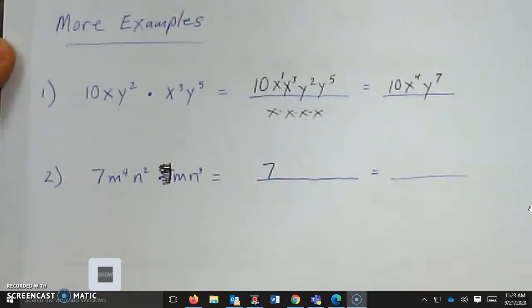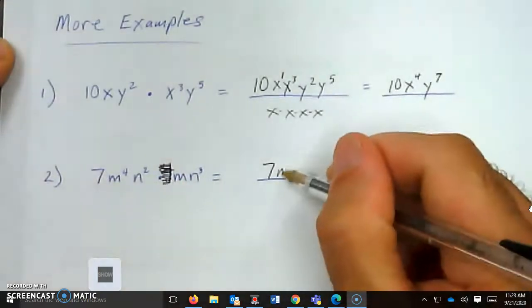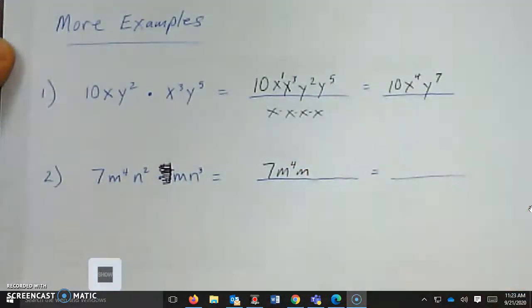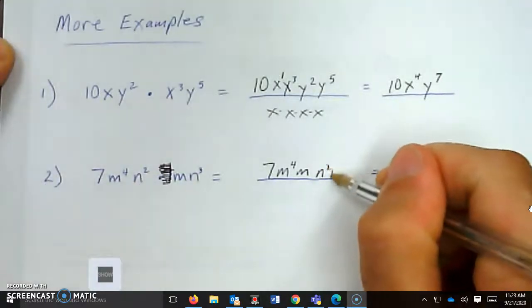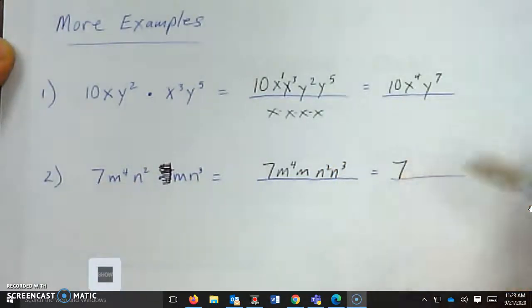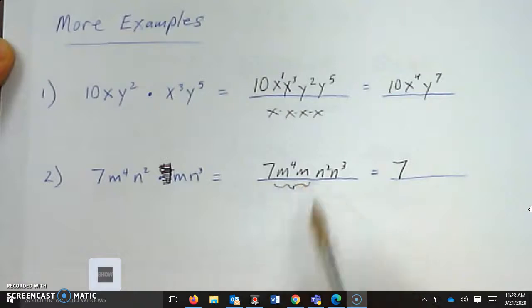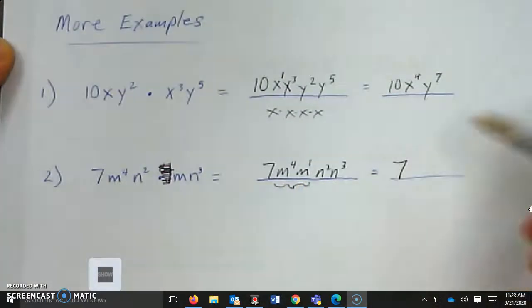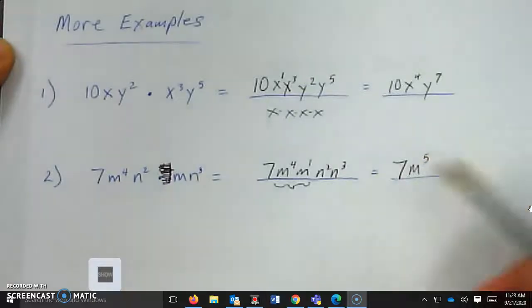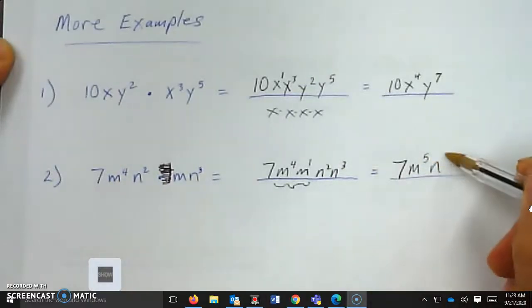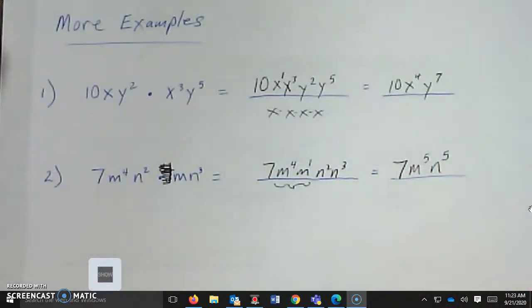All right, well, on to the m's. M to the fourth and an m. And I see an n squared, n to the third. Time for the answer. 7's by itself. I look at those two, and if I were to count them, there would be 5. Again, now it has the hidden 1. M to the fifth, n to the fifth, and I'm done.